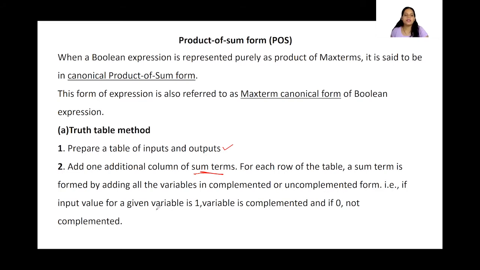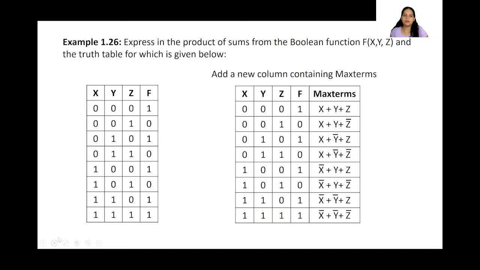That is, if the input value of the given variable is 1, the variable is complemented. So here it is going to be the other way around. Okay, if the value is 1, then we are going to complement it, and if the value is 0, then we are not going to complement it. So when we do it with the example, I think it is going to be more clear.